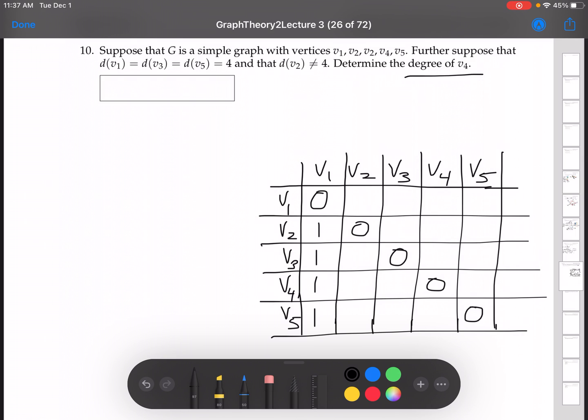Now, I didn't do this before, but remember this is our adjacency matrix. A is this thing. V3, same idea. And V5, same idea, like so.